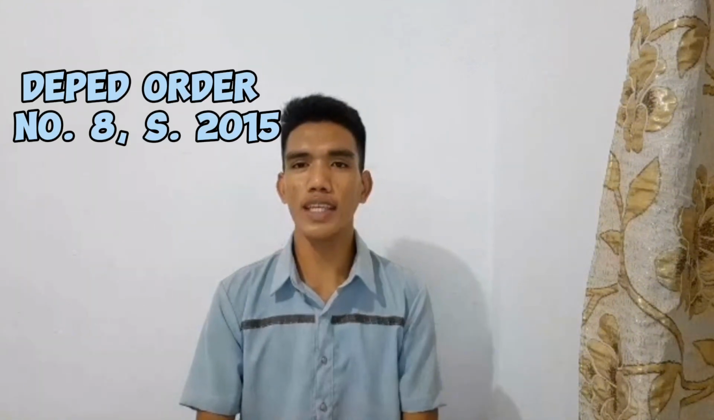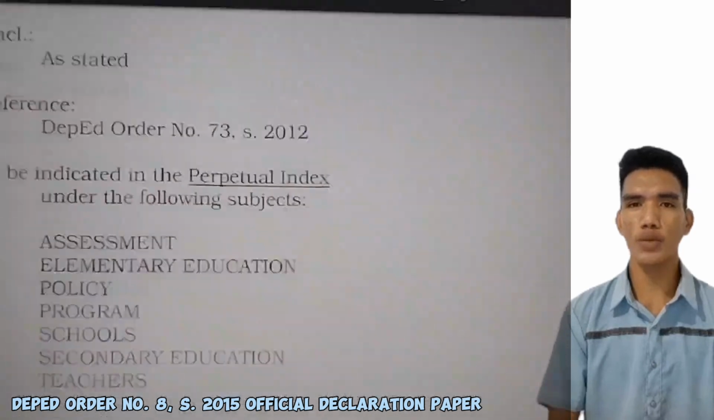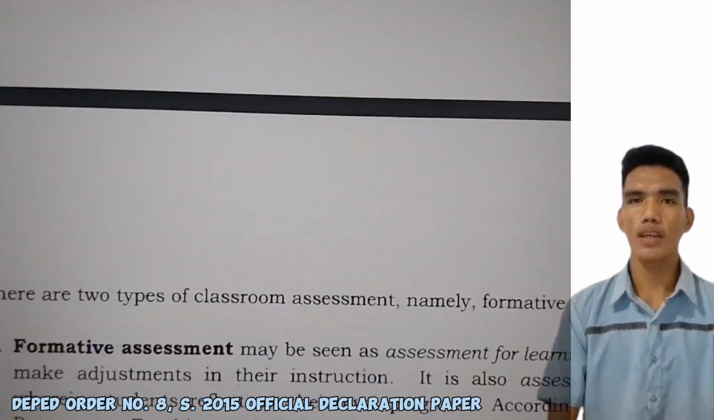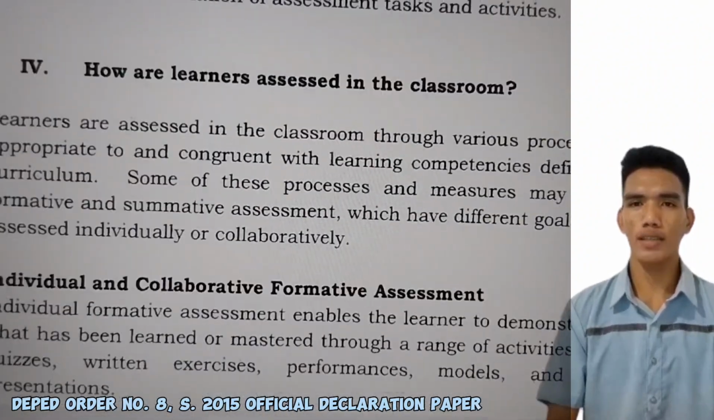Thank you, Miss Ellen. Now I will discuss the DepEd K-12 grading system according to DepEd Order number 8 series of 2015. First, what is the DepEd K-12 grading system? The K-12 basic education program uses a standard and competency-based grading system. These are found in curriculum guides.